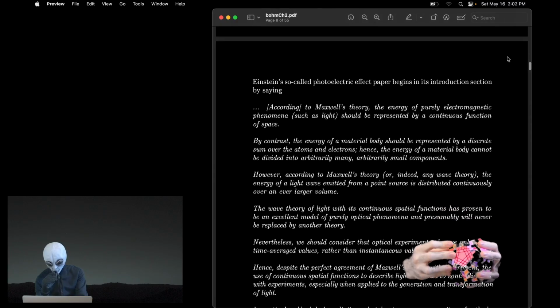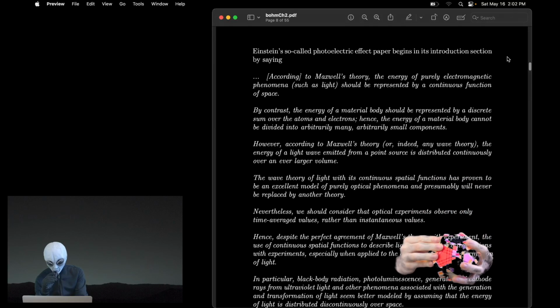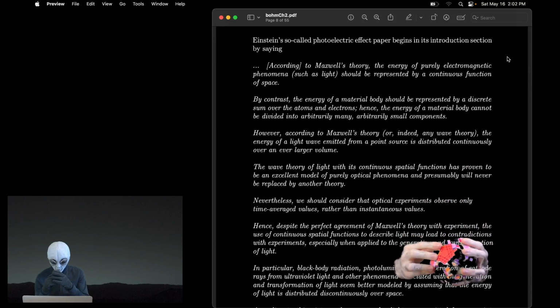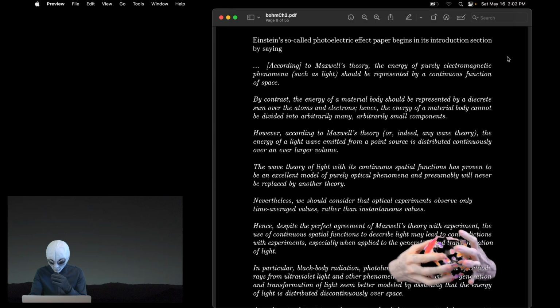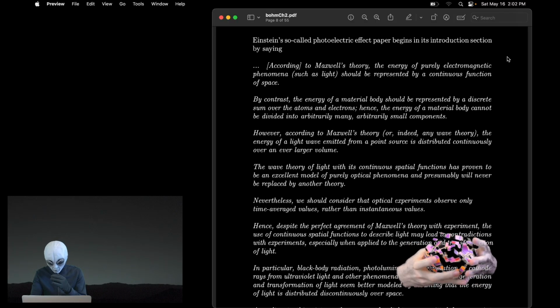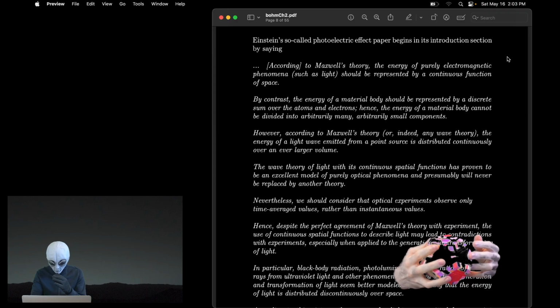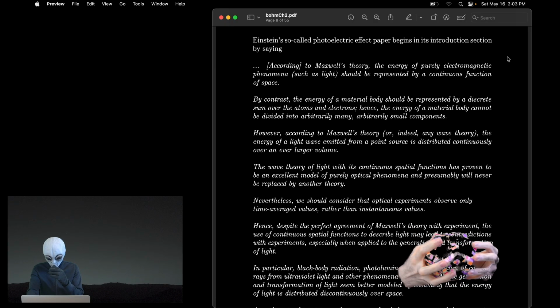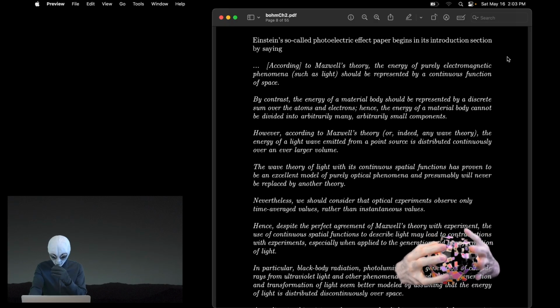Einstein's so-called photoelectric effect paper begins in its introduction section by saying, "According to Maxwell's theory, the energy of purely electromagnetic phenomena, such as light, should be represented by a continuous function of space. By contrast, the energy of a material body should be represented by a discrete sum over the atoms and electrons. Hence, the energy of a material body cannot be divided into arbitrarily many, arbitrarily small components.